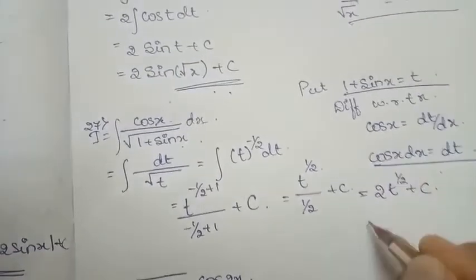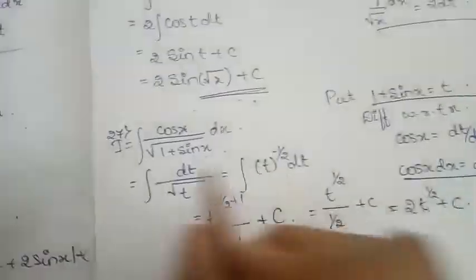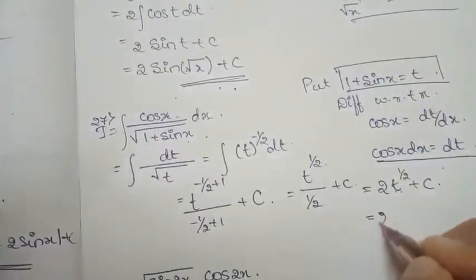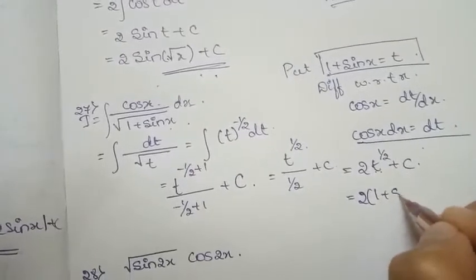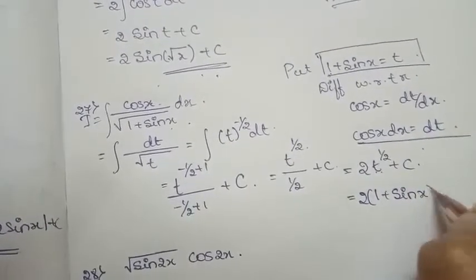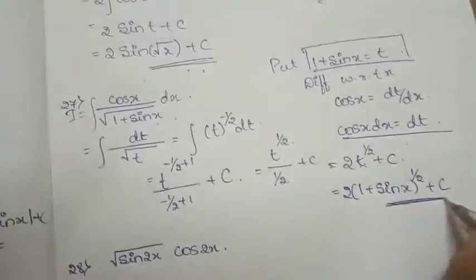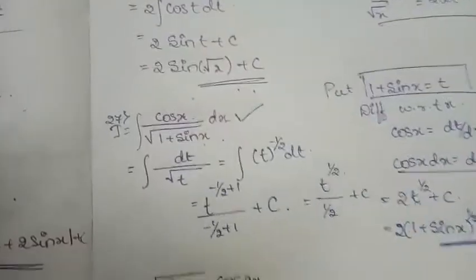2 plus c. I am resubstituting back the value of t. What was our t? It was 1 plus sin x. So it becomes 2 into (1 plus sin x) to the power 1 by 2 plus c. So this is the integral of the given question.